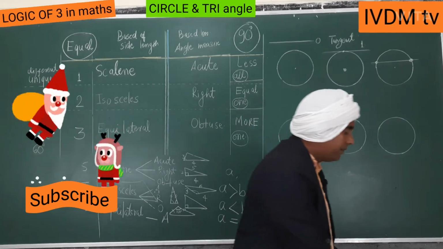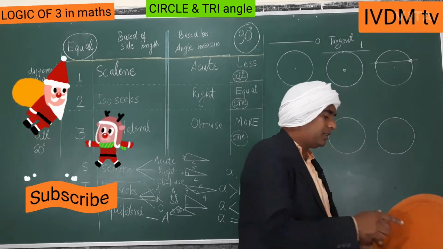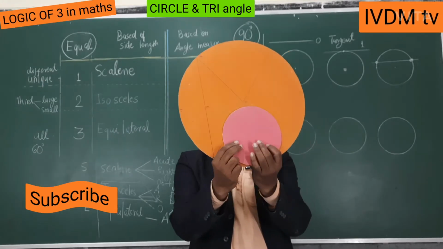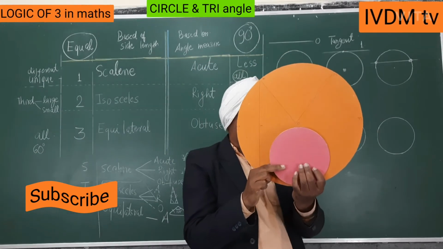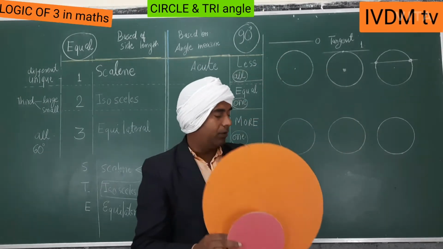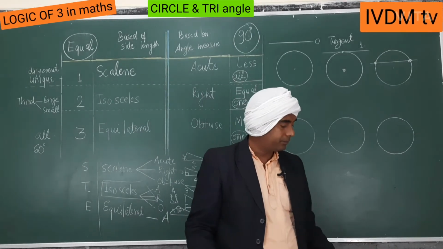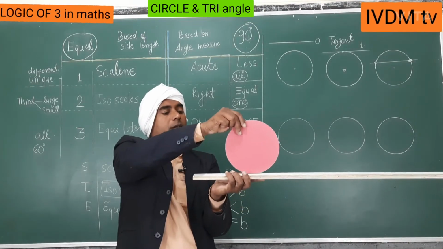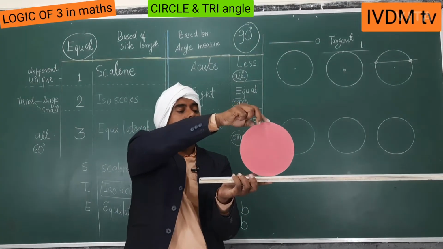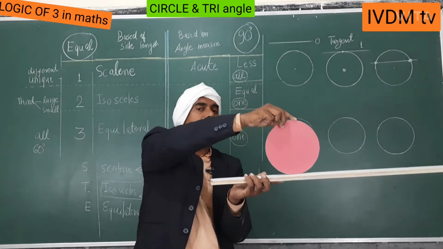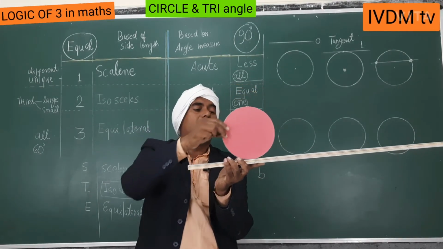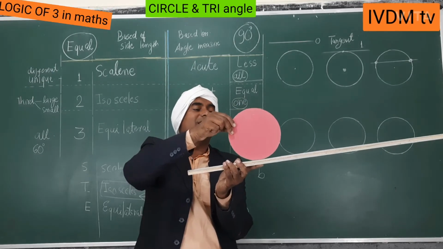What does it mean? I have this type of circle in my hand. You may have tires of your motorcycle, tire of your cycle, car. If any car moves on a plain road like this, the circle only touches the ground. So this is the tangent.